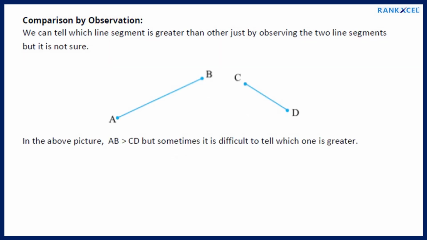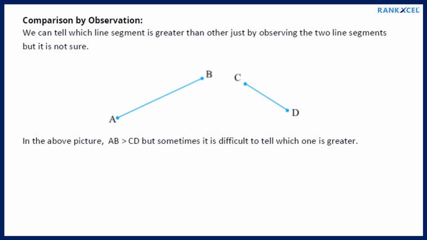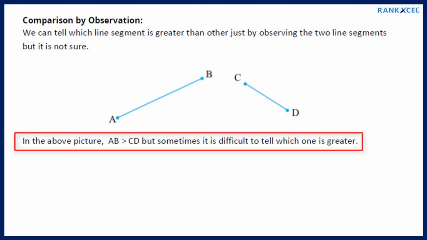Comparison by observation. We can tell which line segment is greater than the other just by observing the 2 line segments, but it is not sure. In the above picture, AB is greater than CD, but sometimes it is difficult to tell which one is greater.